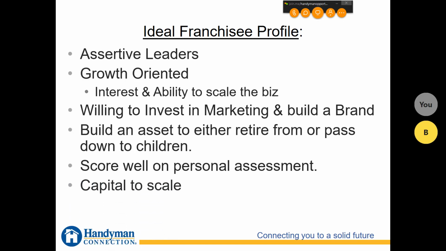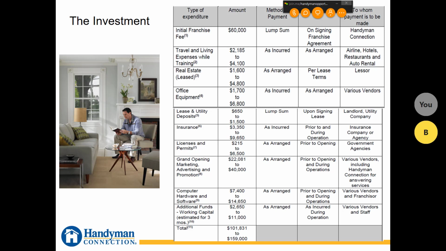And then, of course, that leads me to our last slide, which is the capital to scale the business. You want to grow the business. Again, we're not just looking for somebody to buy themselves a job or a tax write-off. This is an appreciating asset that's an investment, and it will grow. And the more it grows, the more profitability you make.